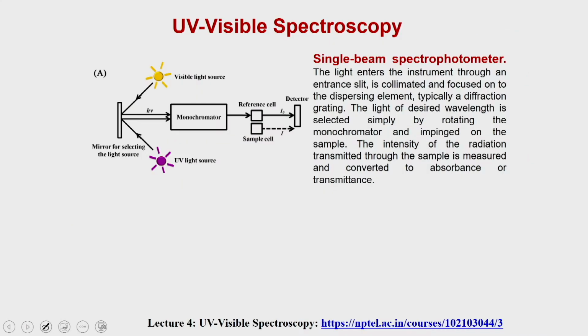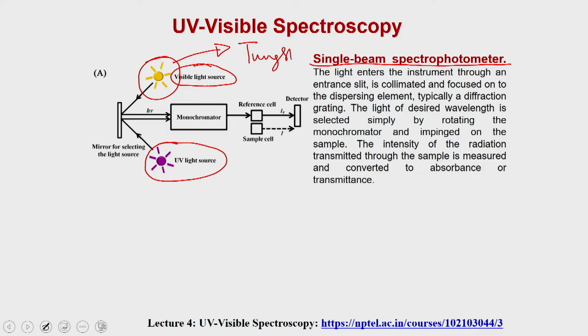A simple UV visible spectrophotometer could be a single beam spectrophotometer, where you have a light source. You can have two light sources, one for visible light and another for UV light. For the visible light source you can have a simple tungsten bulb, like the tungsten lamps or bulbs you have in your home, whereas for UV light you can have D2 lamps or xenon lamps.